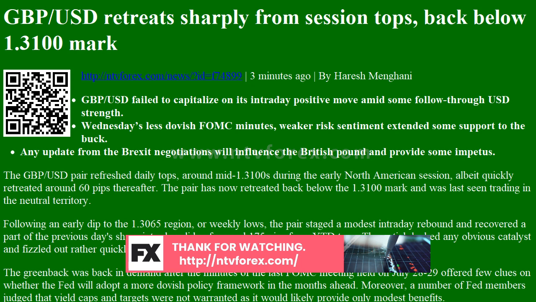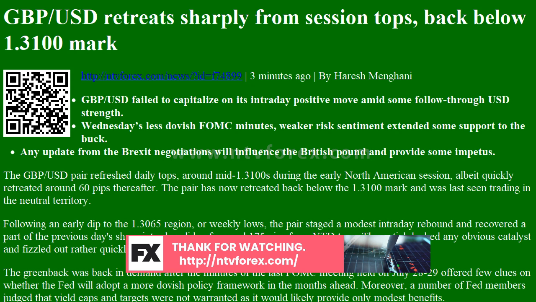The GBP/USD pair refreshed daily tops, around the mid 1.3100s during the early North American session, albeit quickly retreated around 60 pips thereafter. The pair has now retreated back below the 1.3100 mark and was last seen trading in neutral territory. Following an early dip to the 1.3065 region, or weekly lows, the pair staged a modest intraday rebound and recovered a part of the previous day's sharp intraday slide of around 175 pips from YTD tops. The uptick lacked any obvious catalyst and fizzled out rather quickly amid some follow-through buying around the US dollar.